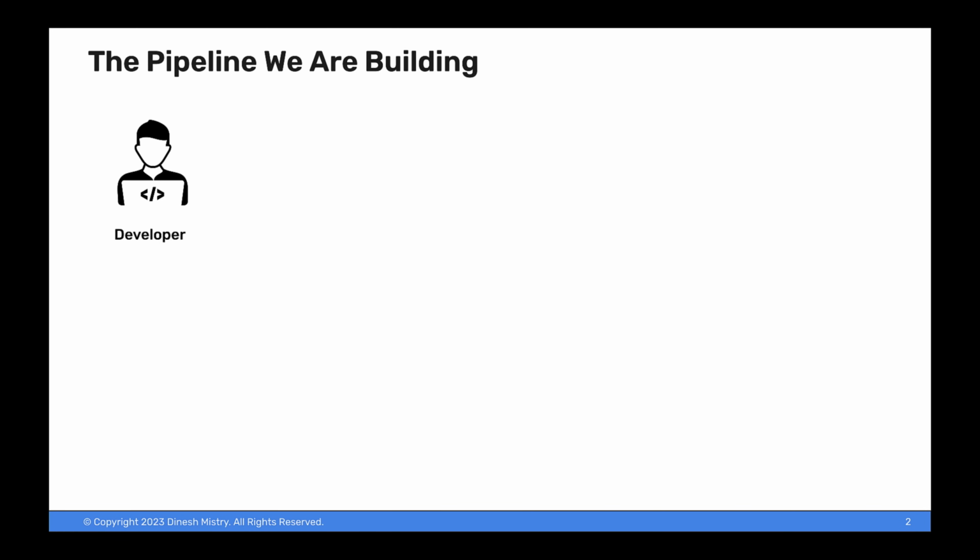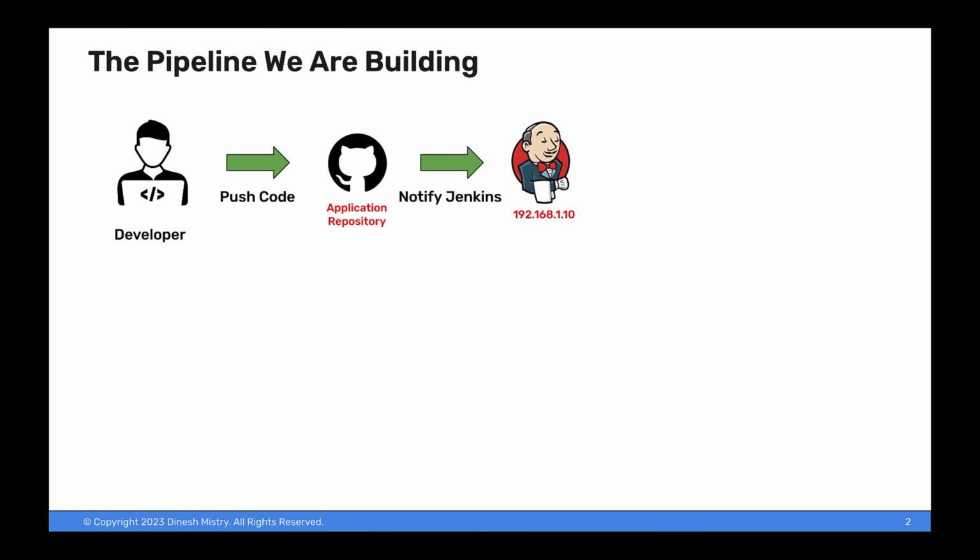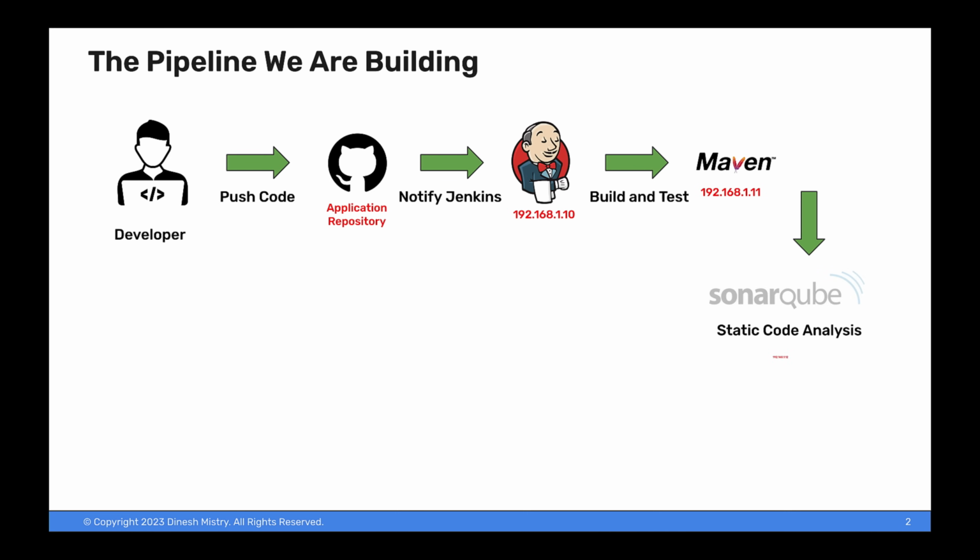So the pipeline that we're building today is once a developer pushes their code into an SCM, in our case, we're going to be using GitHub, we'll push the code into an application repository. Jenkins will then be notified that there's been a new application update. Jenkins will then build and test the application. In our case, we're using a Java application, so we'll use Maven to build the application to perform some tests.